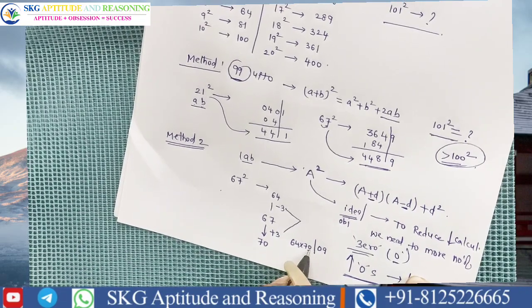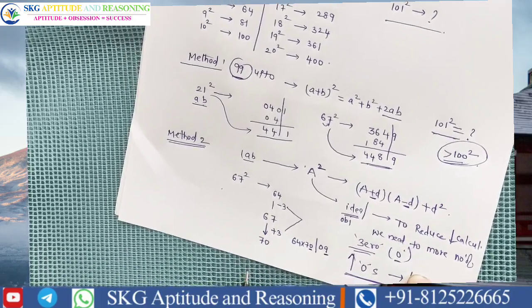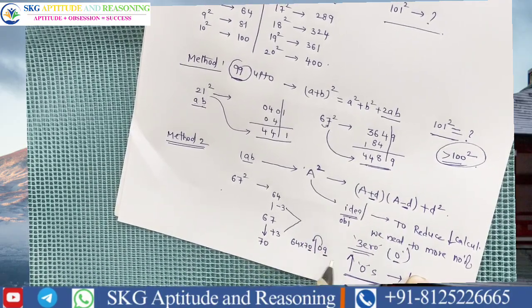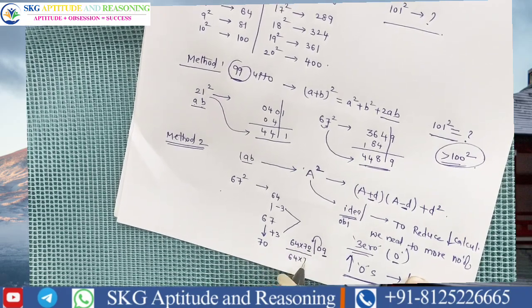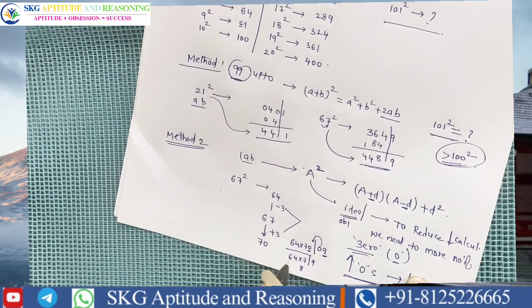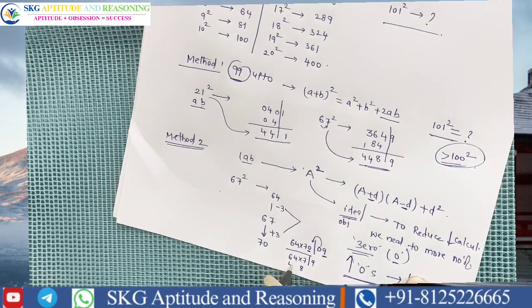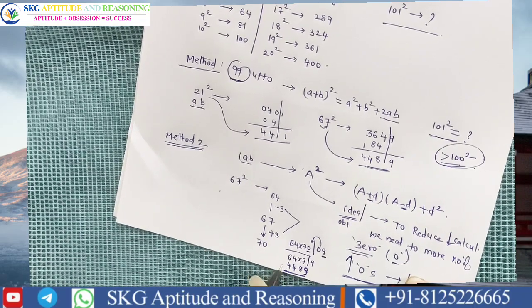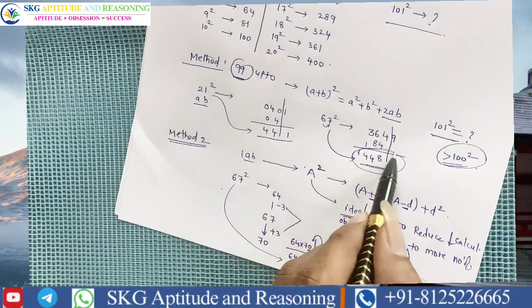Here 10 was present, so retain that digit as it is and carry forward 0 here. So we need to multiply 64 into 7 bar 9. What is 64 into 7? 7 4s are 28 and 7 6s are 42. 42 plus 2 is 44, and 8 9. So the square of 67 will be 4489. In the previous method we also got the same answer.